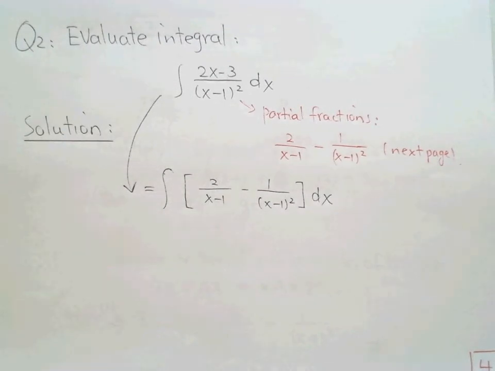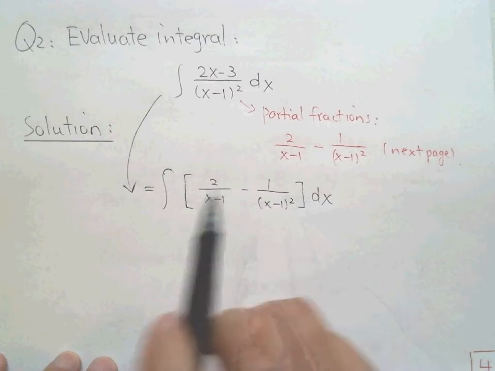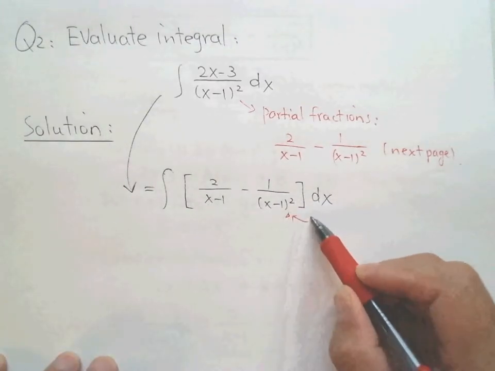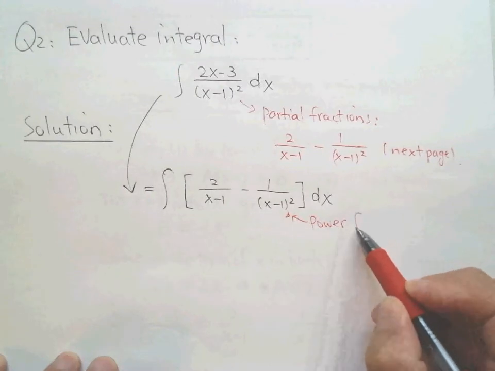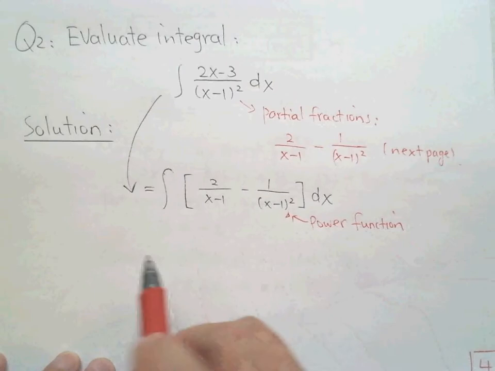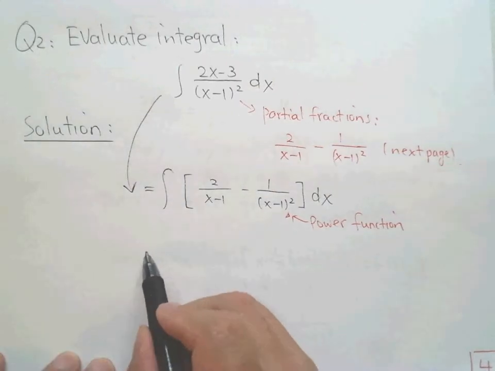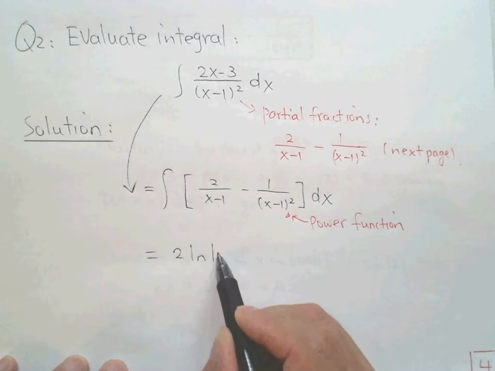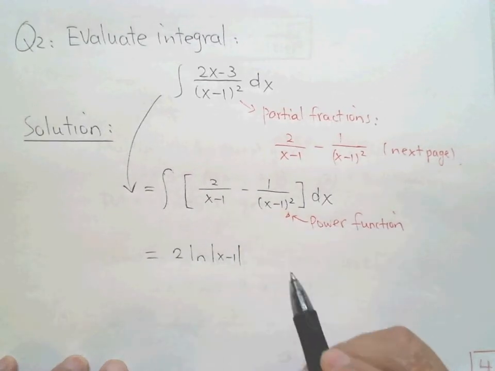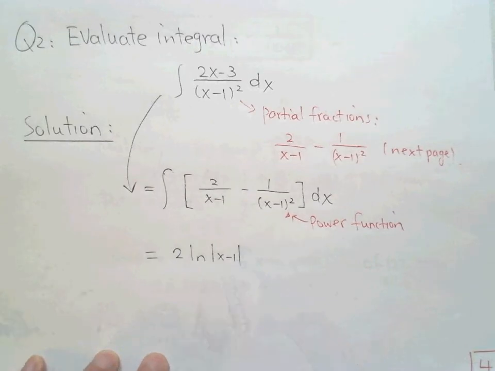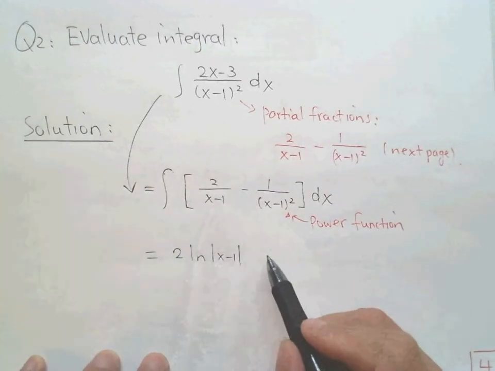Okay. Now easy. Why? Because the first is ln. The second, don't worry, the second is a power function, right? Do we know the antiderivative for a power function? We do, okay? And then we just get the results. Easy. The first is ln, so we have 2 ln absolute value of x minus 1. Okay, this is a composite function. So if you use the chain rule, you will definitely get that.